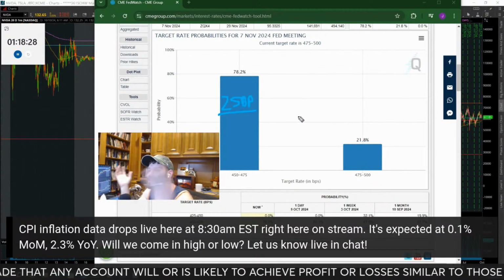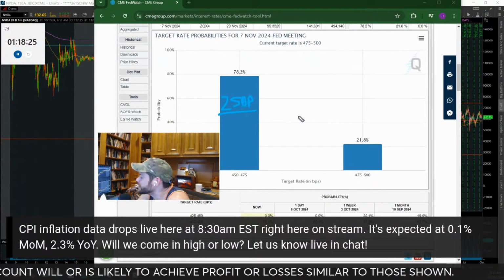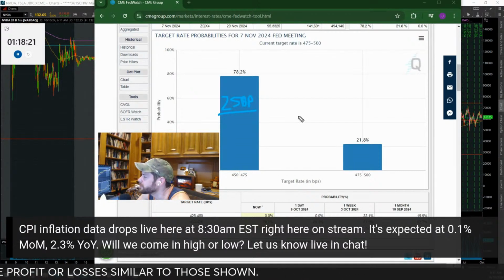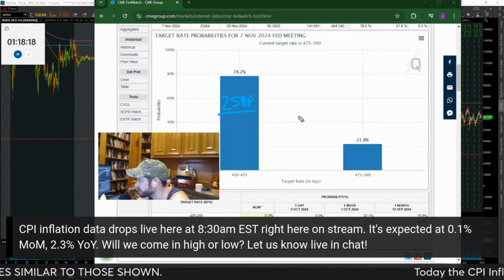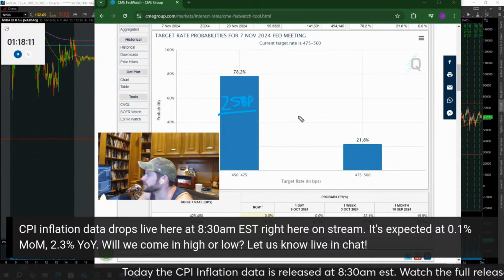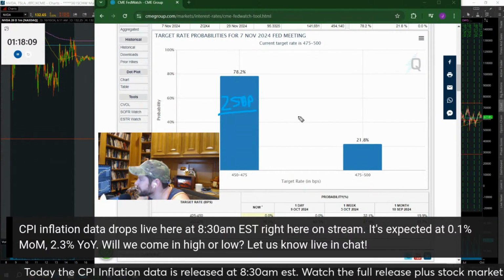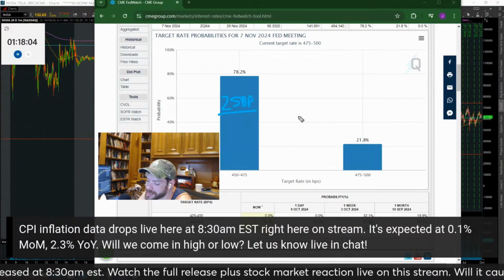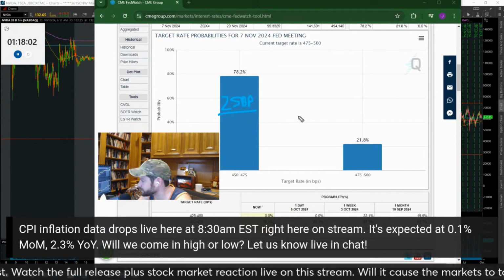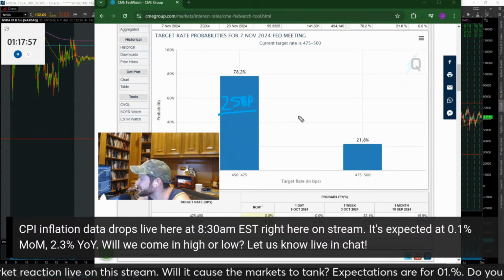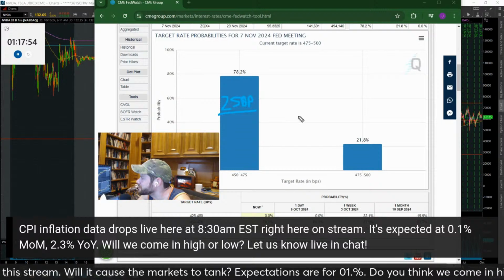Again, my question is always this, right? Why the heck do we use the basis point system? Dude, why don't you just say we decided to cut rates 0.25% today? Everybody understands that, right? Everybody all across the world understands 0.25%, 0.5%, 0.75%, 1%. Why say 100 basis points instead of 1%? Why say 25 basis points instead of 0.25%, 50 basis points instead of 0.5%, 75 basis points instead of 0.75%?